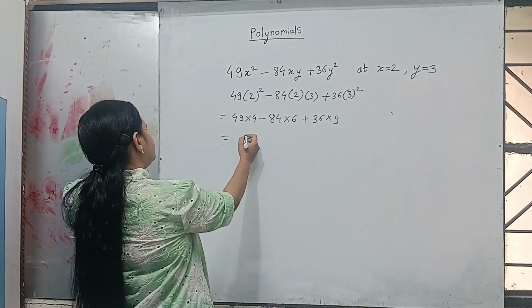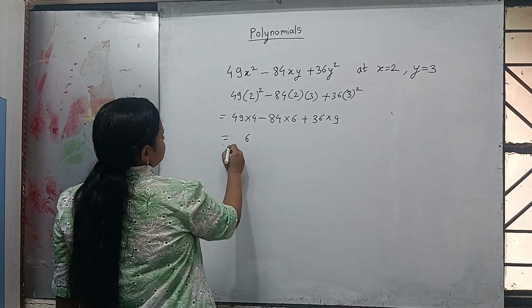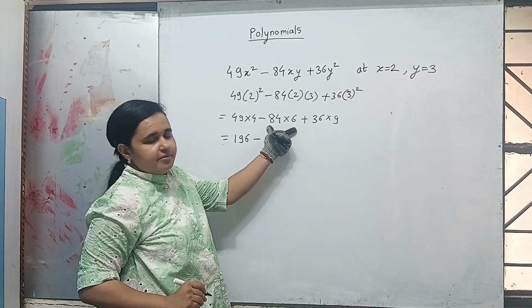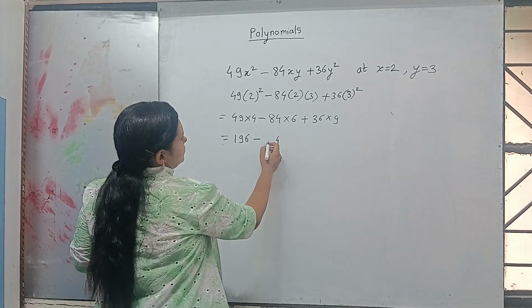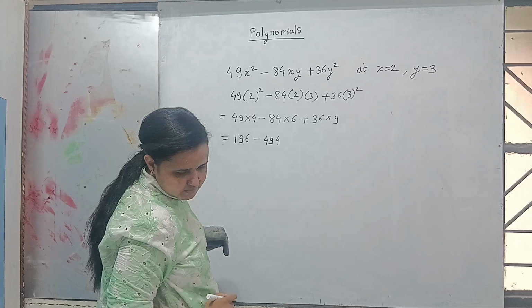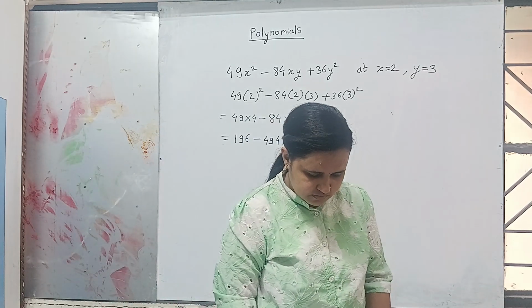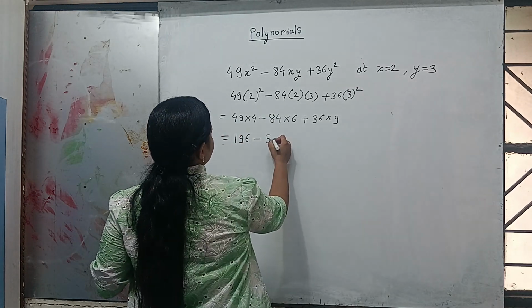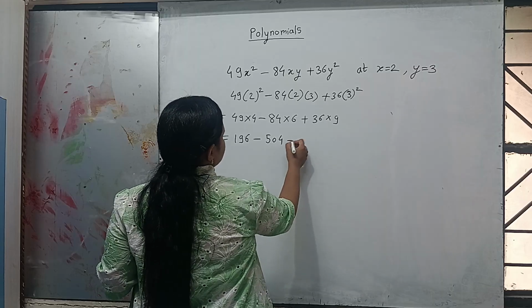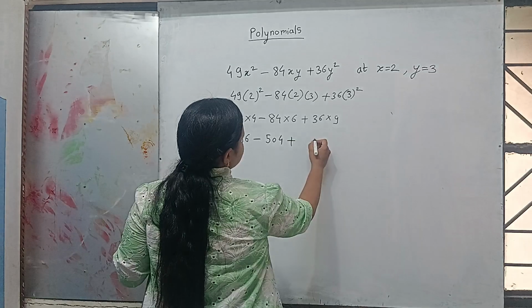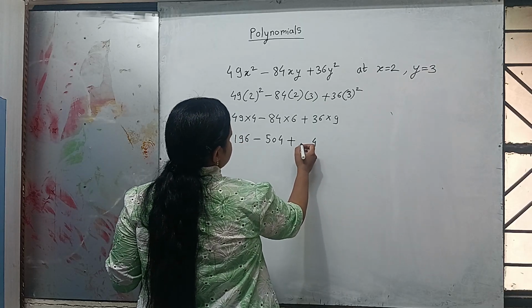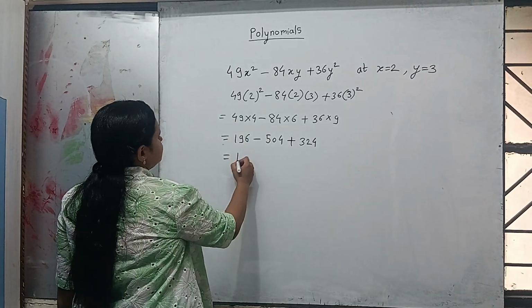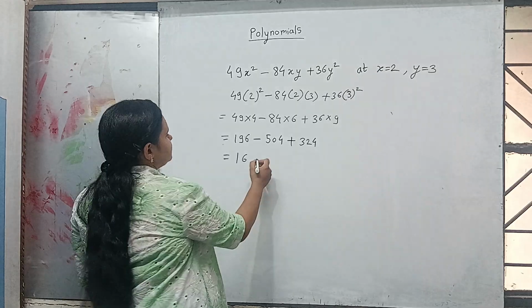Now 49 multiplied by 4 is 196 minus 84 multiplied by 6 is 504. And 36 multiplied by 9 is 324. So we will get the answer as 60. So the option is R.